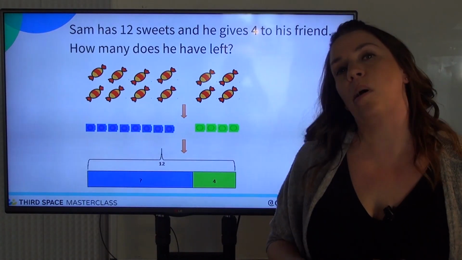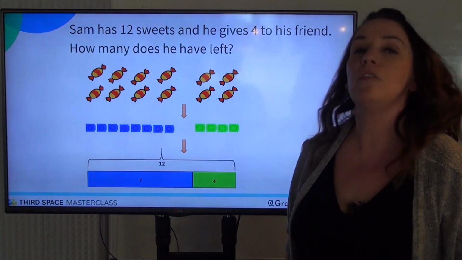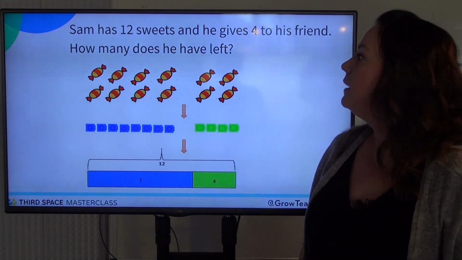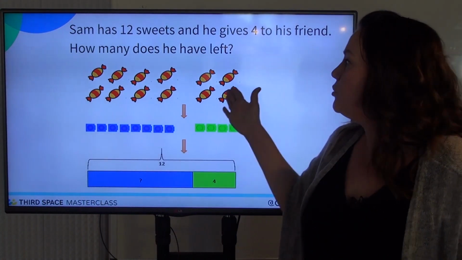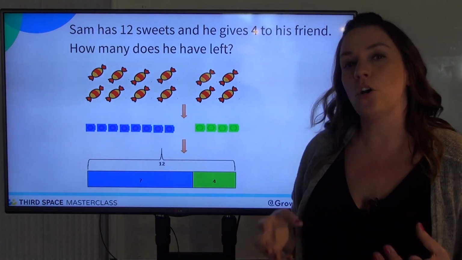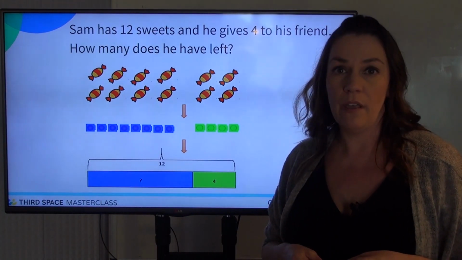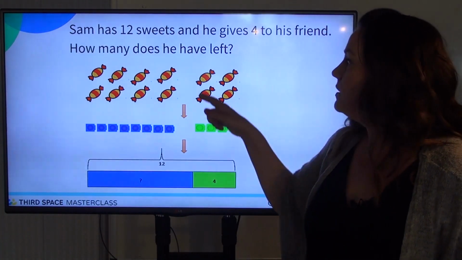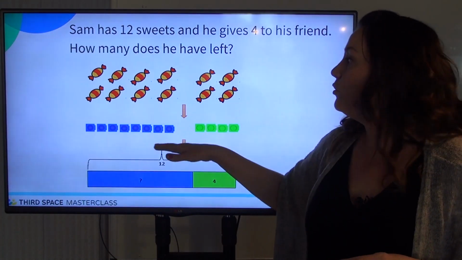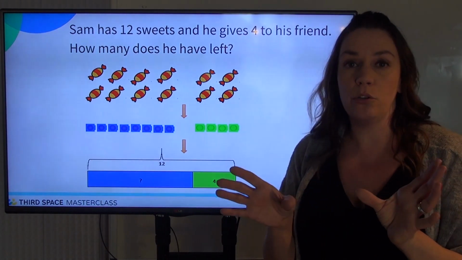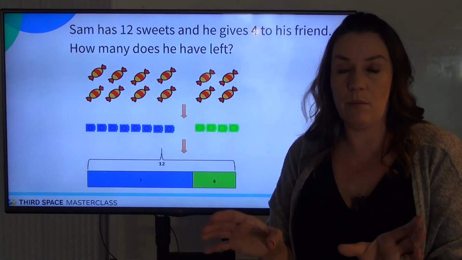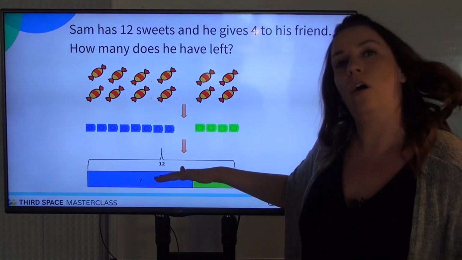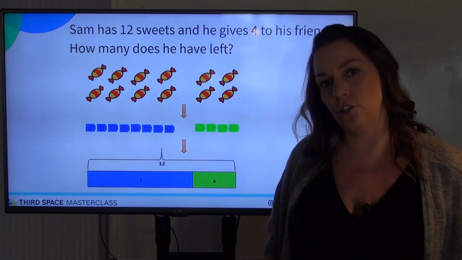So let's have a look at how a bar model would work. Here I've got an example of a question. Sam has 12 sweets and he gives 4 to his friend. How many does he have left? Now, the picture of the sweets here actually represents the concrete resources that a pupil might use. They might have some real counters or some objects to represent the 12 sweets. You can see here that it can progress onto an actual physical bar model where you could use some cubes to represent what that would look like. And then that bridges the gap between that and the real bar model that is drawn to show the calculation.